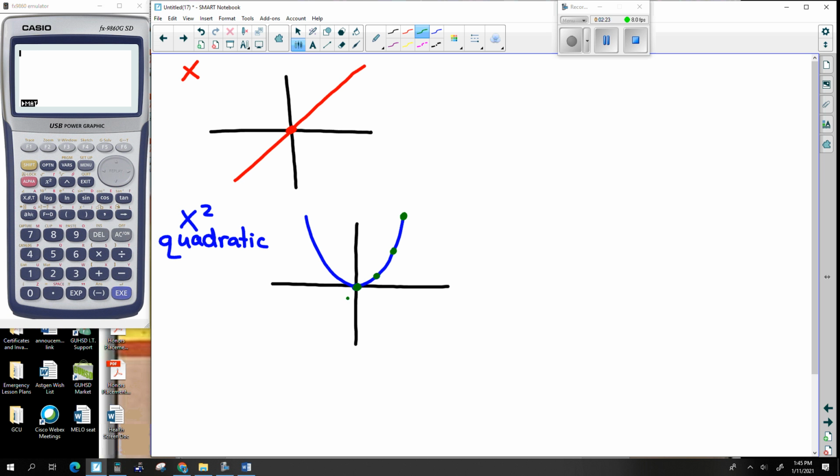So, for instance, when the x is 0, the height is 0. When it's 1, the height is 1. When it's 2, it's 4. When it's 3, it's 9. So again, they go up by squares.